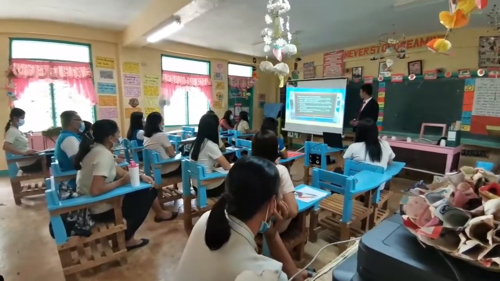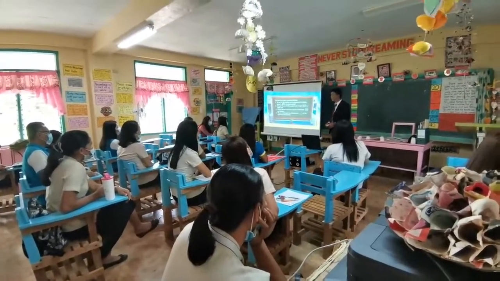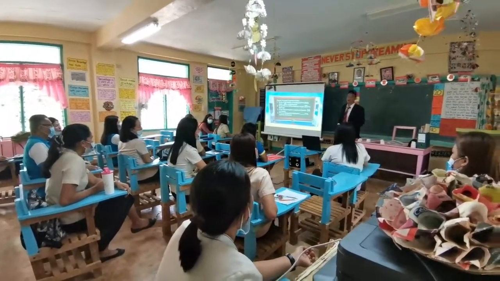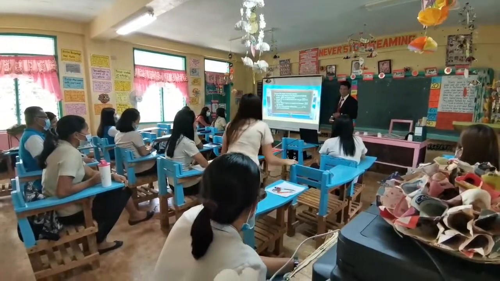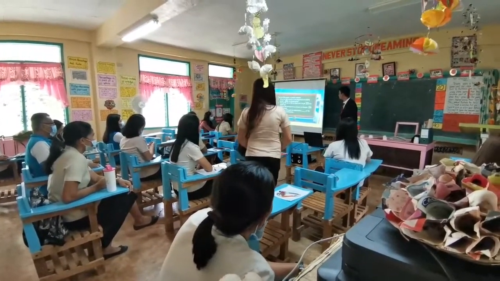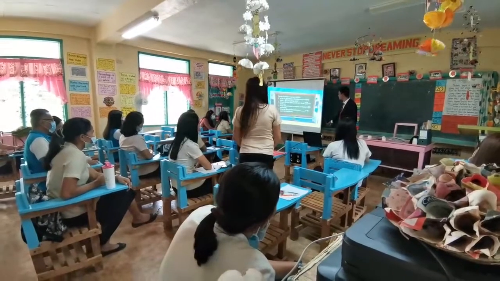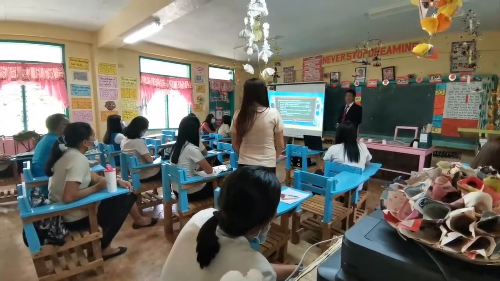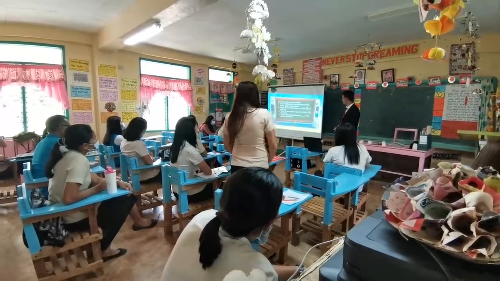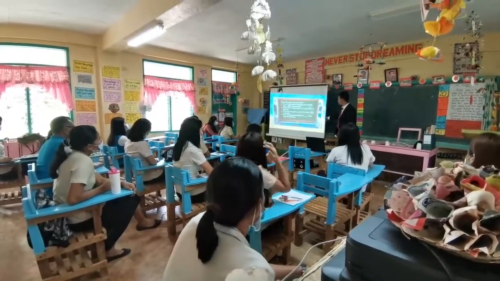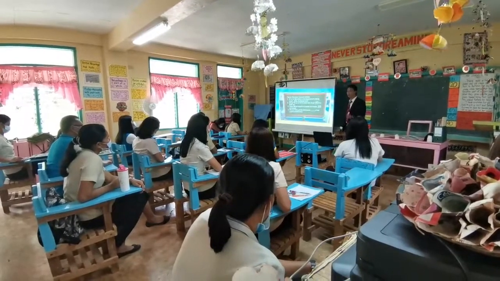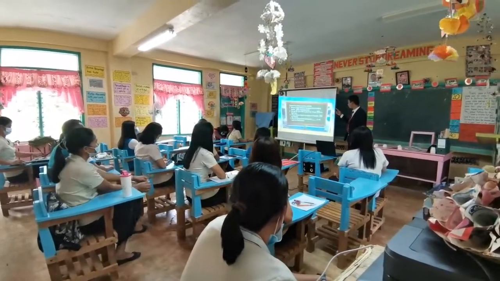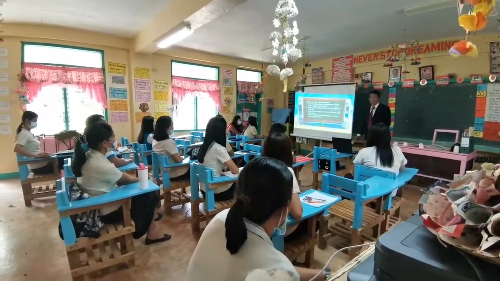Then number 4. 95 out of 100 pupils like mathematics. Blank of the pupils like mathematics. So what is your answer? 95% of the pupils like mathematics. Okay, so 95 out of 100 pupils like mathematics. So the percent notation here is 95%.